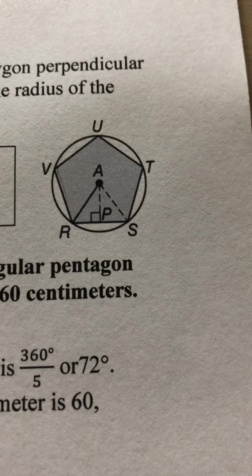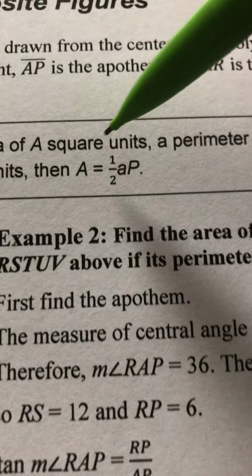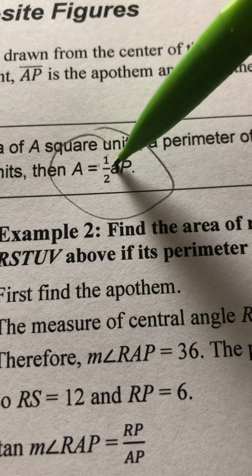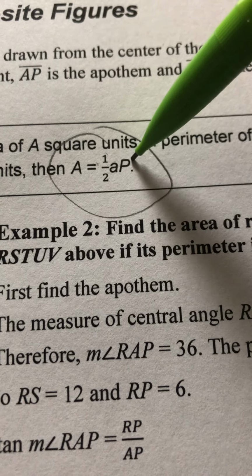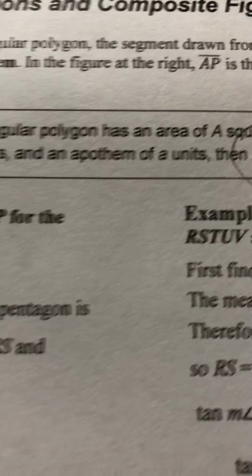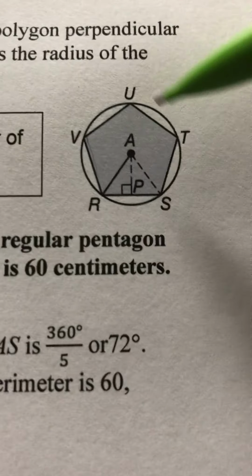There's a couple things you have to know on how to figure out the area of a polygon, and here is the formula. Area equals half of little a, which is the apothem, times the big P, which is perimeter. So there you can see perimeter, and right here you can see apothem. You have to be able to identify what those things are.